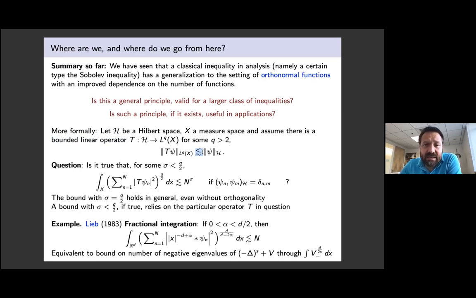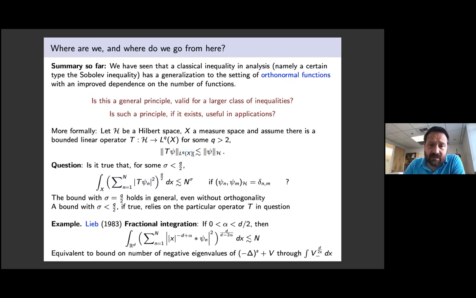And now the question is, is it true that we have a version of this inequality for orthonormal functions? What does that mean precisely? So you have these functions, again, psi n and psi m, which have an inner product equal to delta n m. Now you apply your operator to each of the functions, take the square, right? That has the meaning of a density. Sum this up, and then you raise it to the power. The power here has to be q over 2, so that if you have a single function, it reduces to the power LQ that you have originally.